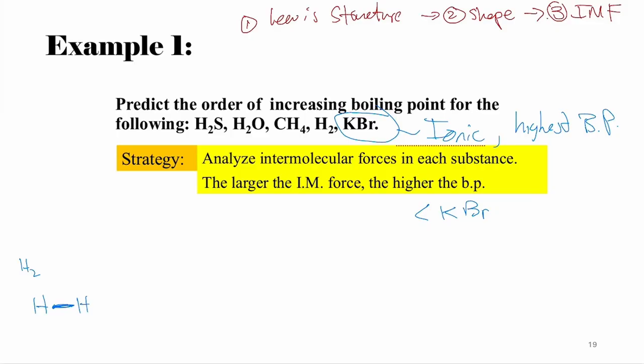And is it a polar molecule? No. Why not? It's balanced, because you have equal electronegativity in both atoms. It means they share electrons equally, so that's going to be nonpolar.